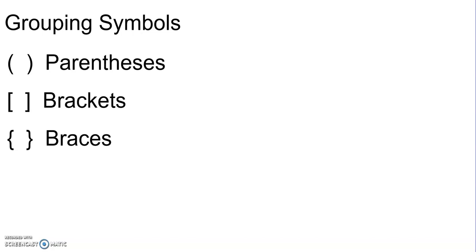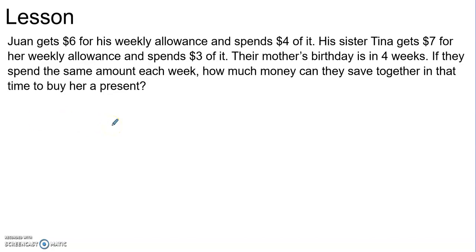All right, now that we have this down, let's look at that first problem I was talking about. So here it says Juan gets $6 for his weekly allowance and spends $4 of it, while his sister Tina gets $7 for her weekly allowance, but she spends $3 of it. Her mother's birthday is in 4 weeks. If they spend the same amount each week, how much money can they save together in that time to buy a present?